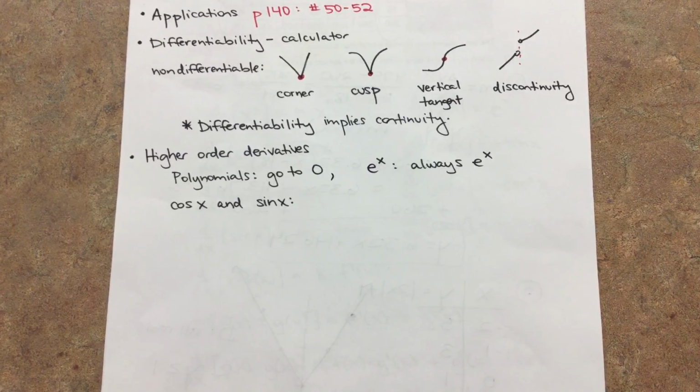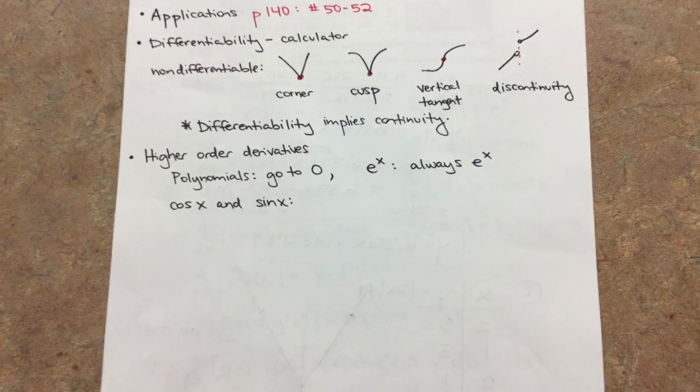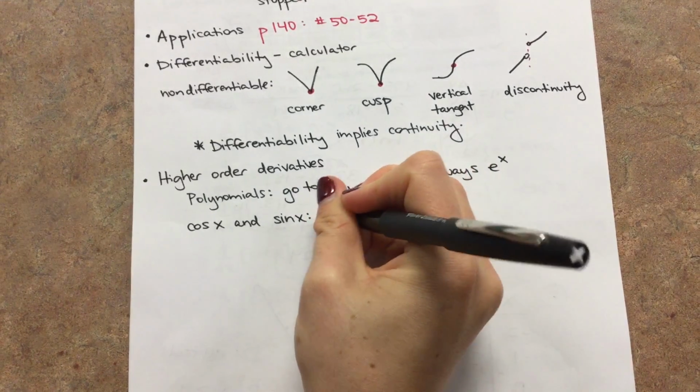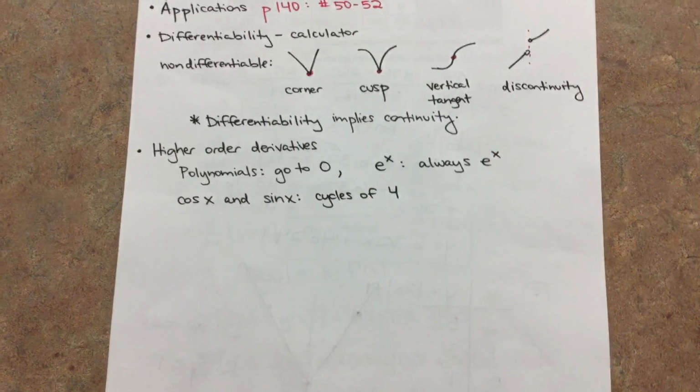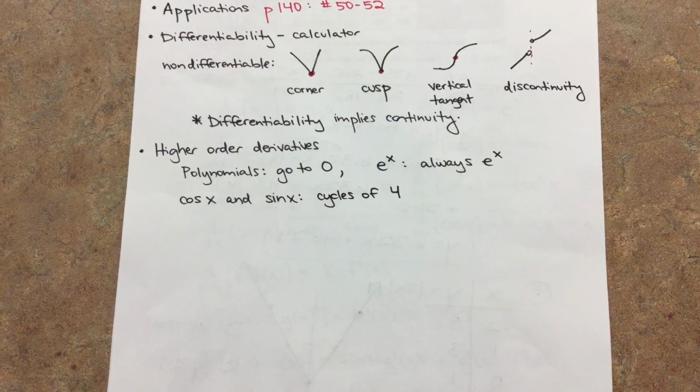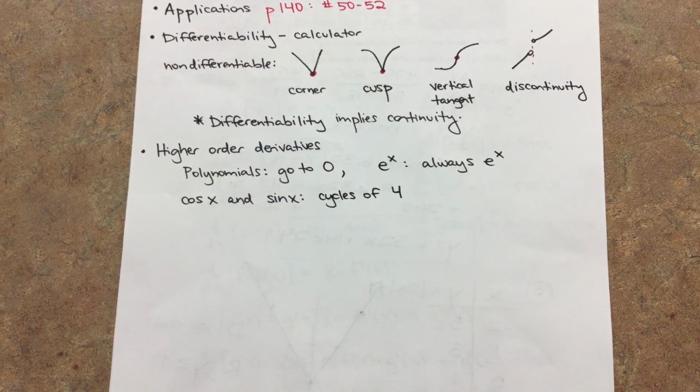Positive cosine. Good. And we're back. So it goes in a cycle of 4. Each of them has cycles of 4, and once you get through 4, then they repeat. If I asked you what the fourth derivative of cosine is, what's the fourth derivative of cosine? Cosine. What's the 16th derivative of sine? Sine. Good. So they go in cycles of 4 like that.